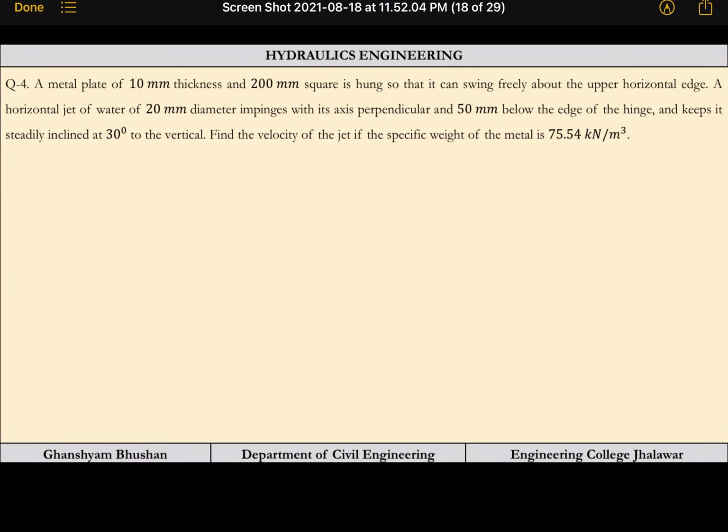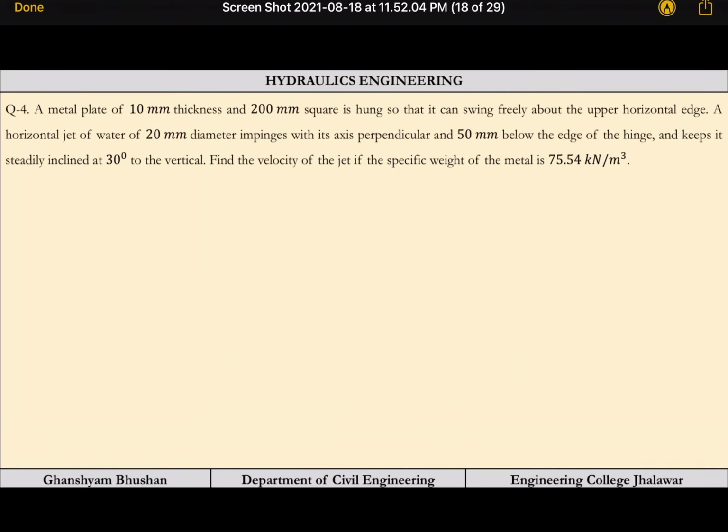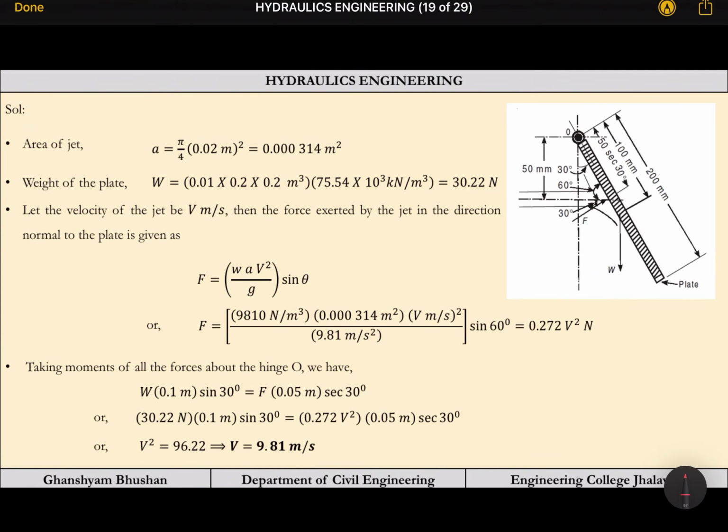So let us solve the last case. A metal plate of 10 mm thickness and 200 mm square is hung so that it can swing freely about the upper horizontal edge. A horizontal jet of water 20 mm in diameter impinges with its axis perpendicular, 50 mm below the edge of the hinge, and keeps it steadily inclined at 30 degrees to the vertical. Find the velocity of the jet if the specific weight of the metal is 75.54 kilonewton per meter cube. This kind of problem you can expect in your question. This is quite important. This is the case given in the question.